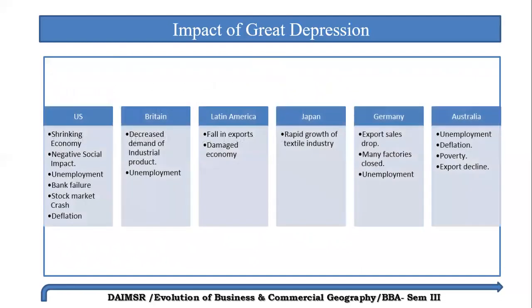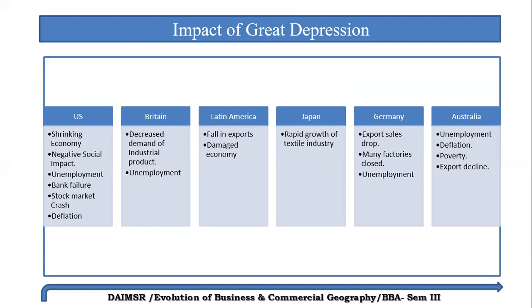Okay. So this is the overall impact of the Great Depression on different countries. I have told you about the US. Because the US is connected with all the other countries. Okay. It does business with all the countries. And so if the US economy is shrinking, it will impact all the other countries also. So there was an effect on Britain. Its industrial product demand decreased, and unemployment was there. In Latin America also there was a fall in exports, and it had a damaged economy.